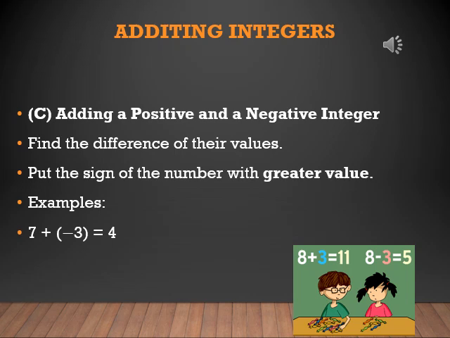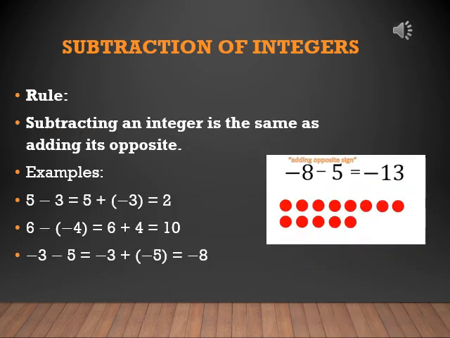Positive means gain, negative means loss. See which one is more. The sign of the bigger value wins. When we subtract integers, we don't subtract directly. We change subtraction into addition and then use the rules of addition. Subtracting a number is equal to adding its opposite, that is, reverse sign. To subtract integers, we add the opposite of the second number, change its sign and then add.